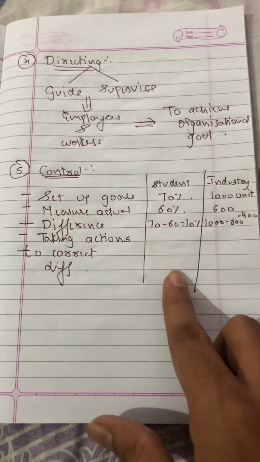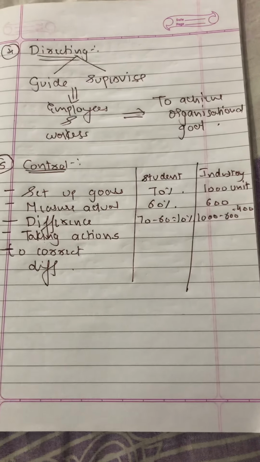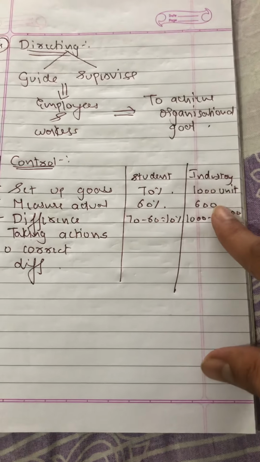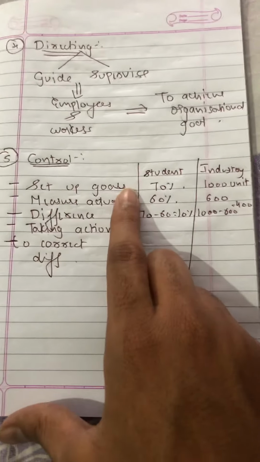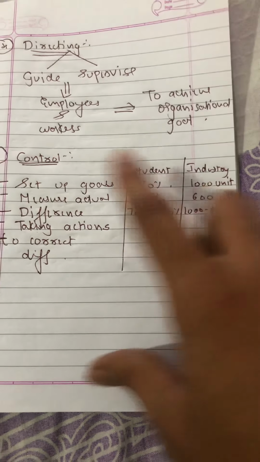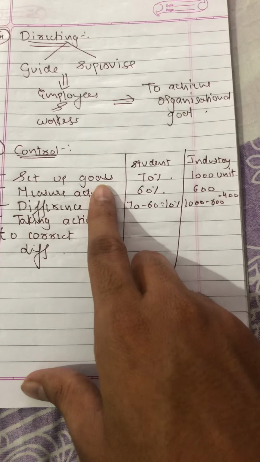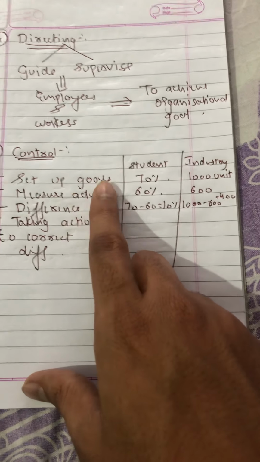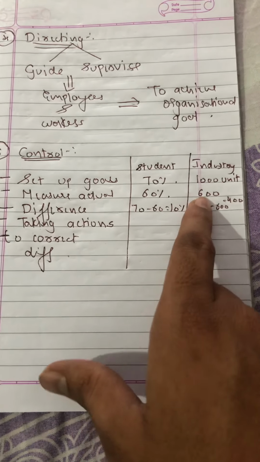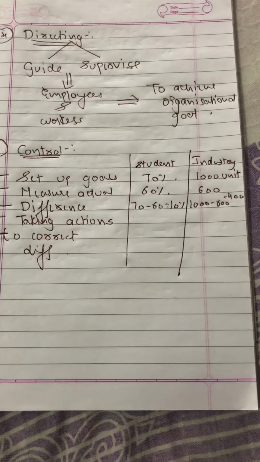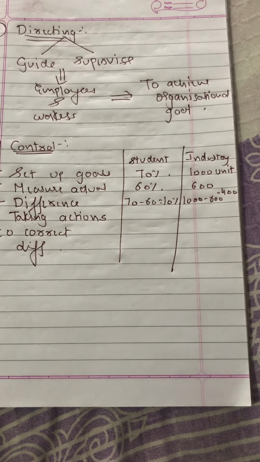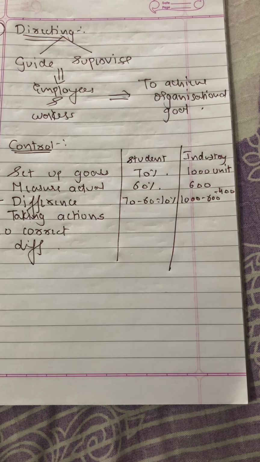Now, this is an example of a student, but in papers you cannot write this. Why can't you write this? Obviously, because we are studying OC and we need an industrial topic. Now, set up goals. Industry, right? How can you set up goals? First one, industry. The goal of a particular industry, for example, an industry produces chairs. The goal is to produce 1000 units, but measuring actual, they only produce 600 units. What was the goal? 1000 units. What have they produced? 600 units. Is it good or bad? Bad. What is the difference? 1000 minus 600, that is simple statistics, 400.